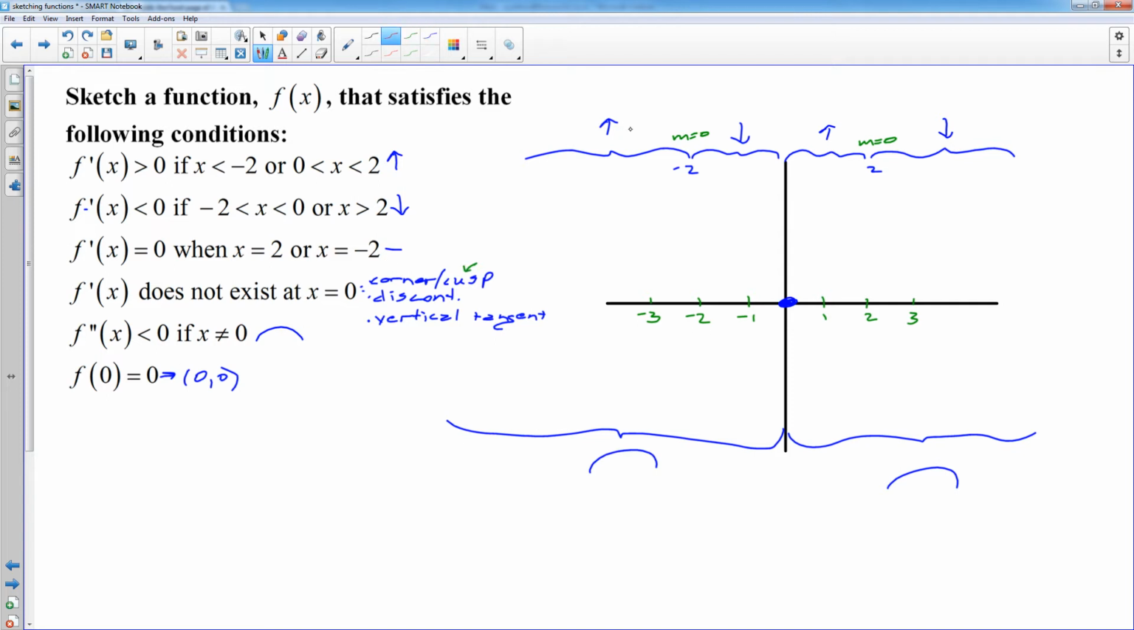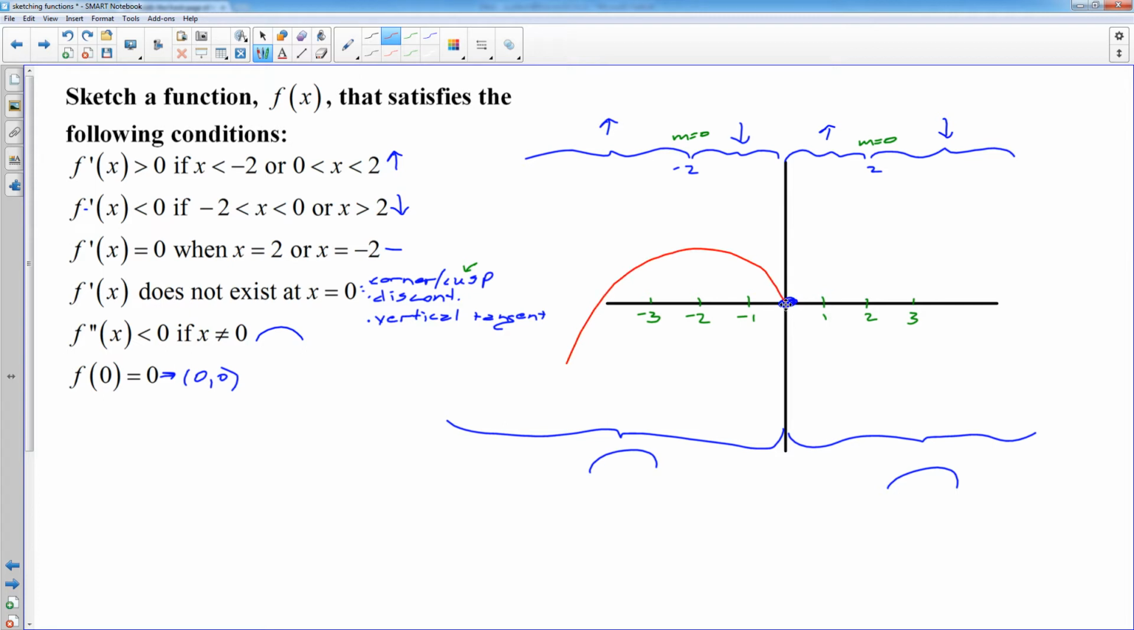So let's see. I'll start by going up, then I'm going to go down, then I'm going to go up, then I'm going to go down. So I'm going up, down is my general trend, but let's factor in the concavity as well. So I'm going to go up with a concave down shape, then I'm going to go down with a concave down shape with a slope of 0 at -2. That's going to look something like this. Up, 0 slope at -2, down.